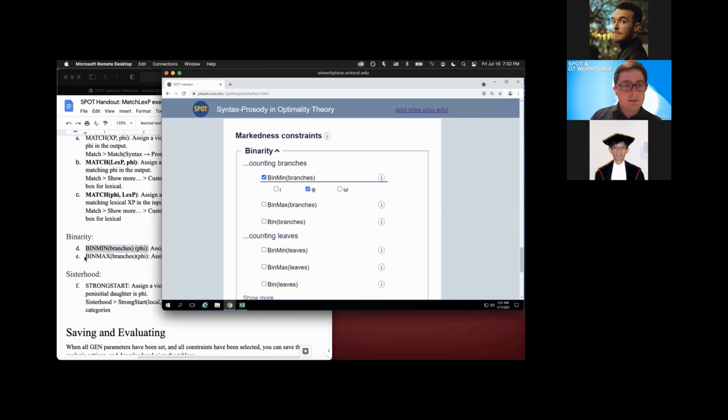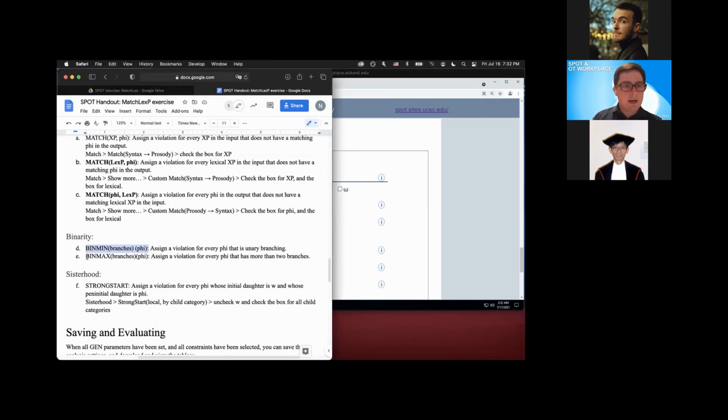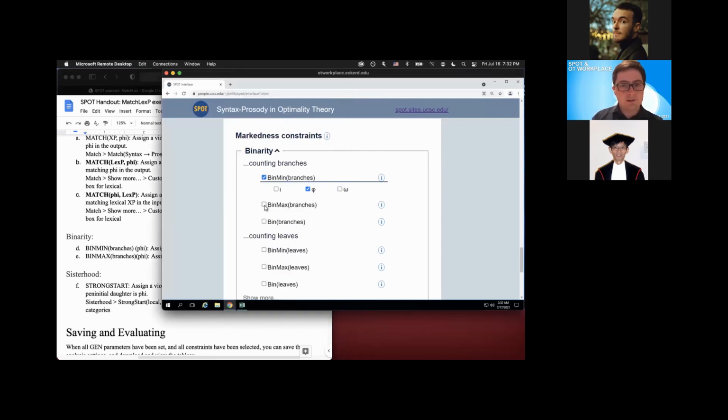The other one is sort of the complement of that. This is bin max branches. And so this says that every phi should have at most 2 branches. So this will assign a violation, for example, if you have a phi that dominates 3 words directly, it'll assign a violation to that type of structure. So again, we'll just click bin max branches, and phi is selected by default.